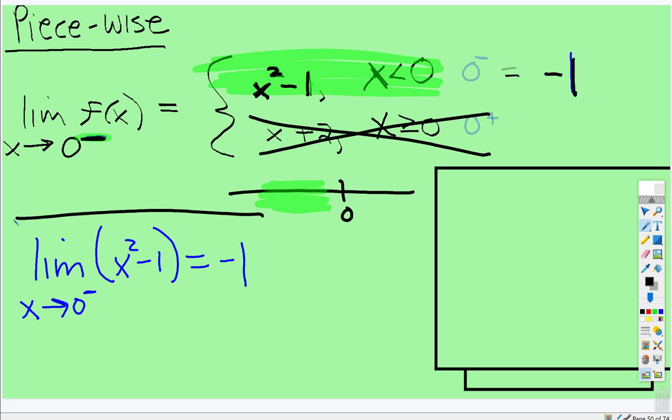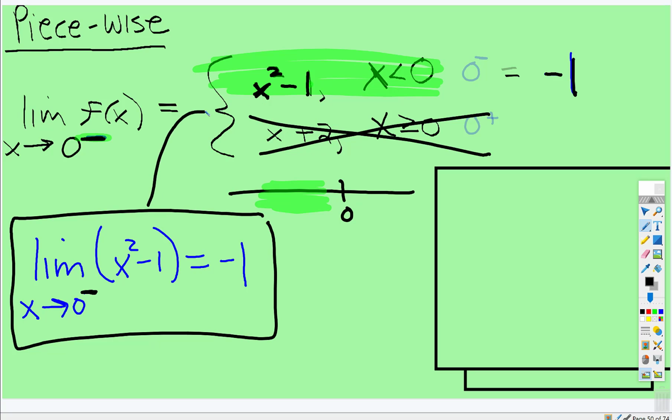And now, because that's the only part of f of x that we use, then to show the evaluation piece, you say the limit as x approaches 0 from the left, and you use this function that you substituted, and you put what the limit is equal to. So let's go on to the next one.